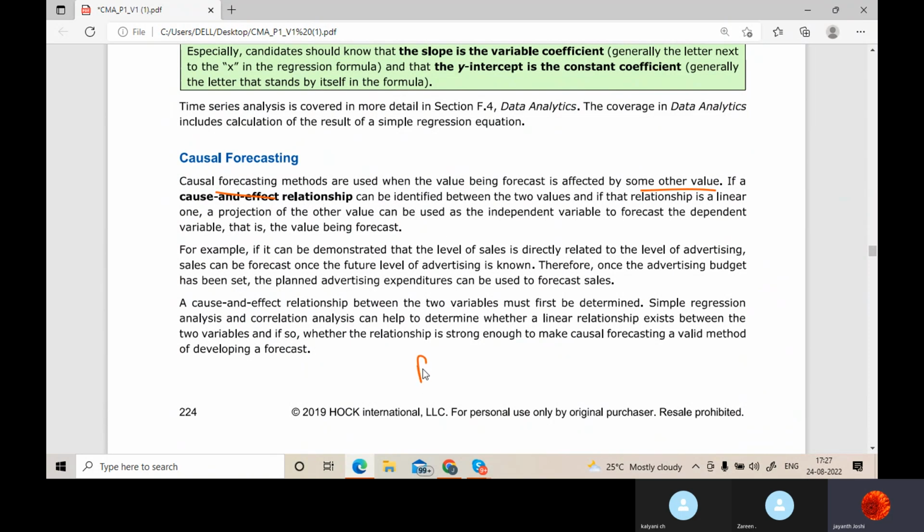So, price and demand. When price increases, demand decreases. There's a cause and effect relationship or not? Of course. The cause for demand going down is the price going up. This is a very well understood cause and effect relationship. If you see advertisement and sales, the more advertisement you do, marketing promotion, the more sales happen. Correct? That's a cause and effect relationship.